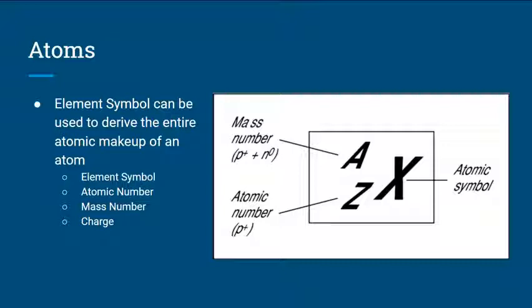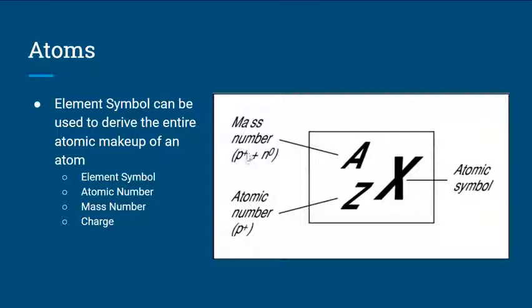So we've got these element symbols, which are found on the periodic table. And the element symbol can be used to derive the entire atomic makeup of one atom. And so in the middle, you've got your element symbol. Here we just got a generic X. The atomic number, which we put in the bottom left corner, is oftentimes referred to as a Z. And the Z value is just the total number of protons positively charged in that nucleus. The mass number is in the top left corner, sometimes referred to with an A. It's kind of like A to Z.